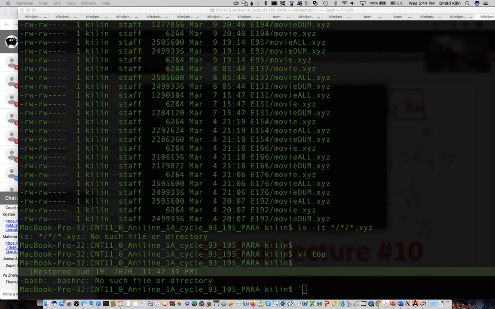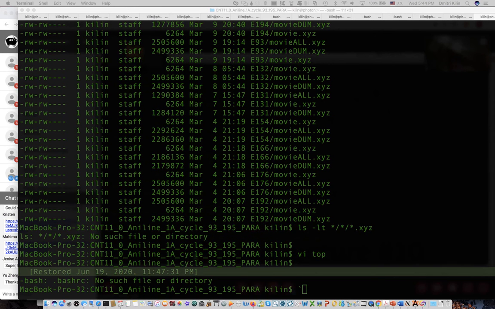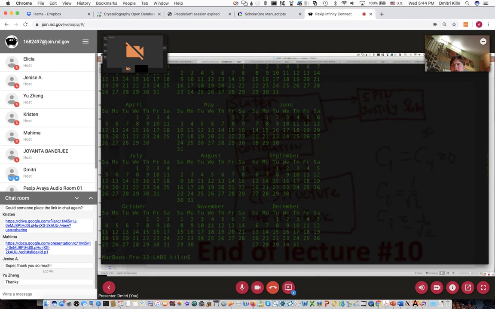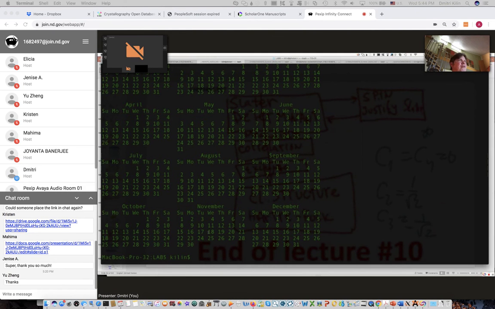So the goal of our exercise today will be to find the color of the model by computing the HOMO-LUMO gap.